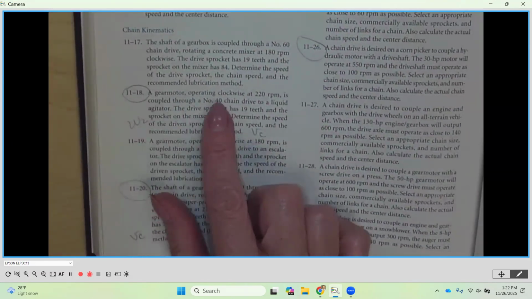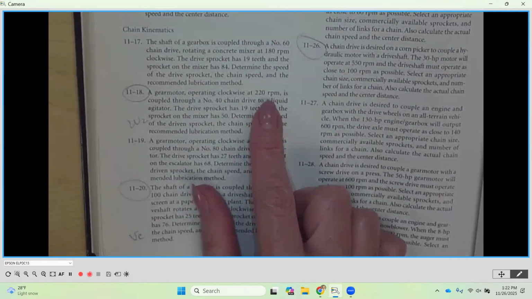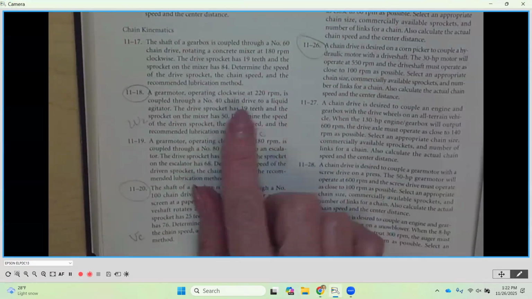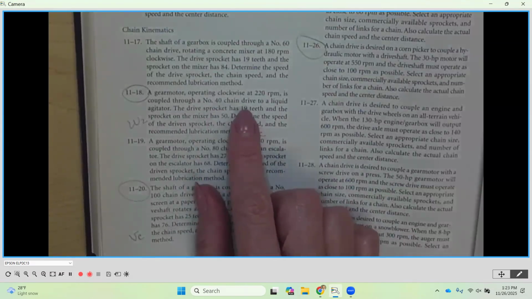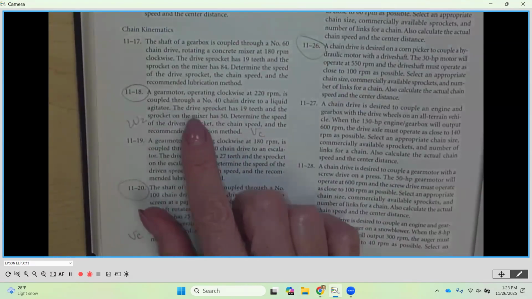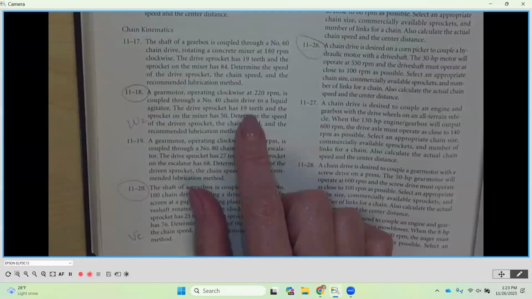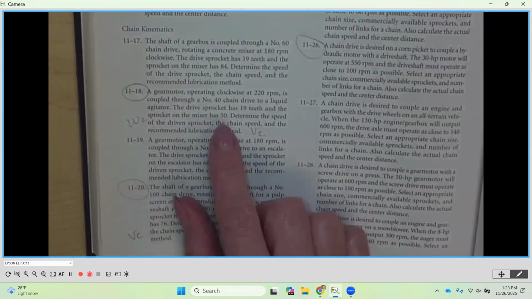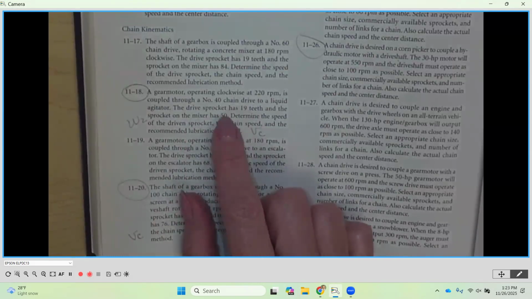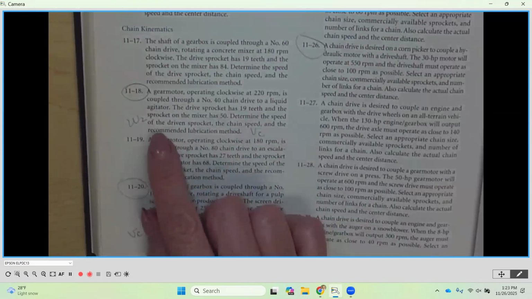So 1118, it says we have a gear motor operating clockwise at 220 RPM coupled with a number 40 chain drive to a liquid agitator. The drive sprocket has 19 teeth, so that's going to be our N1, and the sprocket on the mixer, which will be driven, N2, is 50. Okay, so these are number of teeth, 19 and 50. They want us to determine the speed of the driven sprocket.